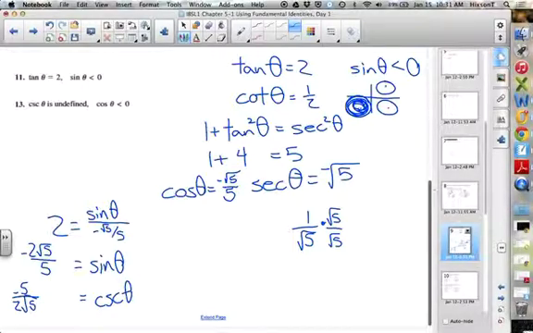How did you get 2 for tangent? They told us that. That was a given. But then it shouldn't be like 2 point something. What do you mean? Well, 2 square root of 5 is not, technically the square root of 5 is 2.2 something, okay? But just leave it in terms of radicals, okay?